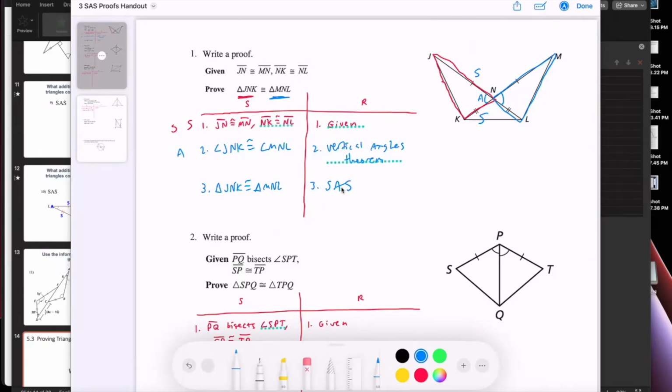And you could always abbreviate that. You don't need to write that fully out. So VAT and SAS abbreviations are perfectly fine there. Okay, so we just needed the vertical angles, one additional piece to get that proof done.